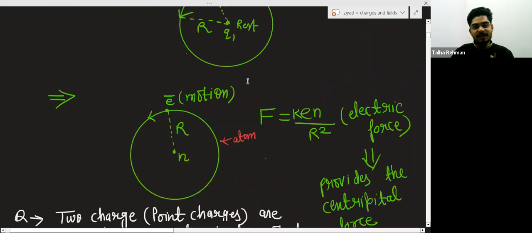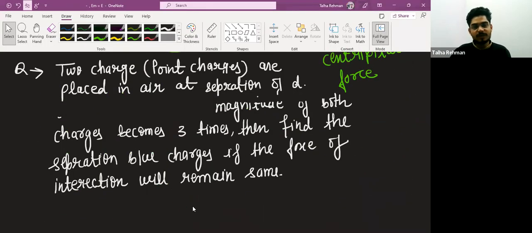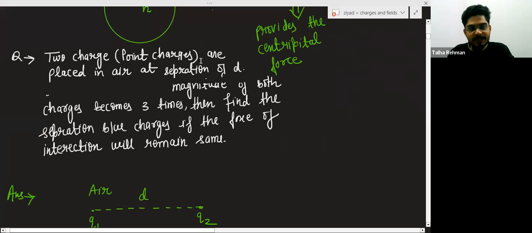For solving numericals, what you have to do? Some basic formulas you should learn, like Coulomb's law, and how to apply it. For example, we can take one numerical. 2 point charges are placed in air at a separation of d. The magnitude of both charges becomes 3 times. Then find the separation between the charges if the force of interaction remains the same.